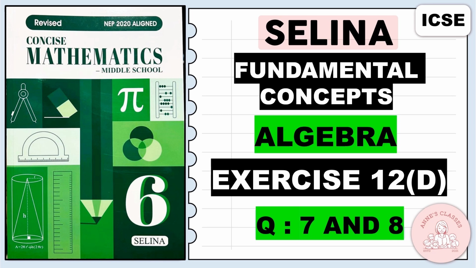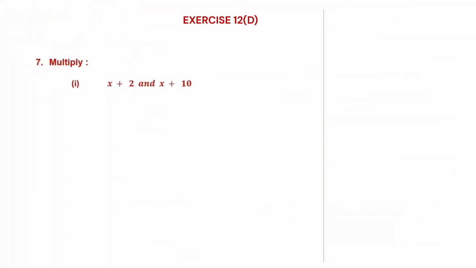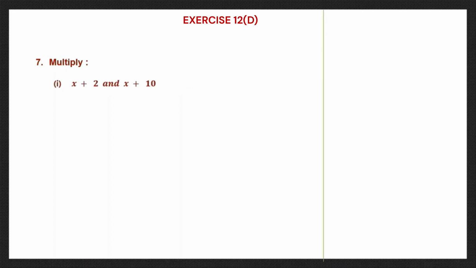Let's do algebra exercise 12D. We are continuing with multiplication. Question 7. Here we are multiplying two binomials. The first one is a binomial and the second expression is also a binomial. So we can arrange them one below the other in columns. Okay, so x plus 2 into x plus 10.